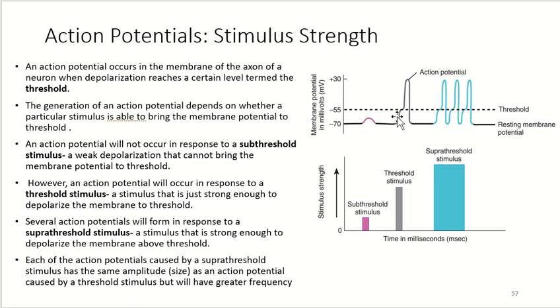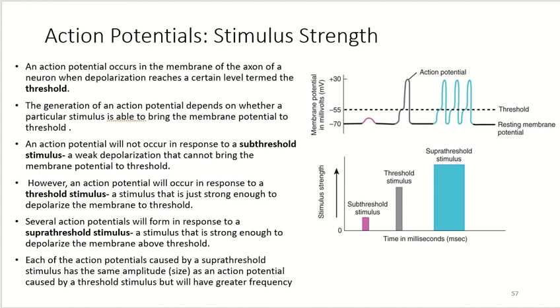An action potential will not occur in response to a sub-threshold stimulus. This is just a stimulus that is too weak to cause a full depolarization to reach the threshold level. So a depolarization that cannot bring the membrane potential to threshold. Right? No action potential will occur here. However, an action potential will occur in response to a threshold stimulus. Right? This is when the stimulus is just strong enough to depolarize the membrane to threshold. So it's depolarized enough that that action potential can take hold and run off.